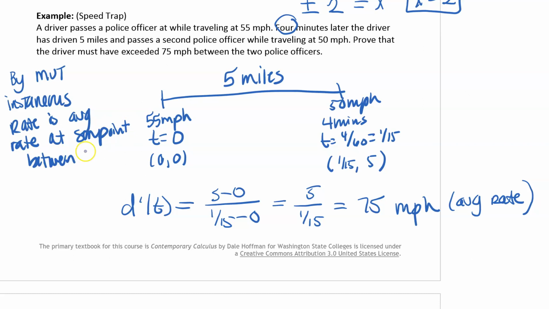between 0 and 1/15. So for them to go 5 miles in 4 minutes and to be clocked at 55 and 50, the average of their speed was 75. That means somewhere in between here, they hit some point of 75. And so this person did exceed that.